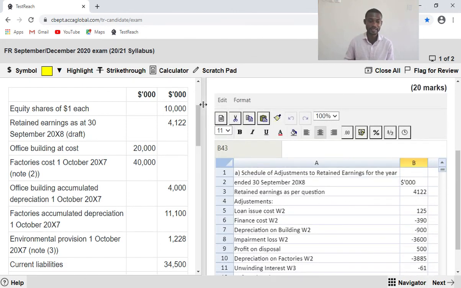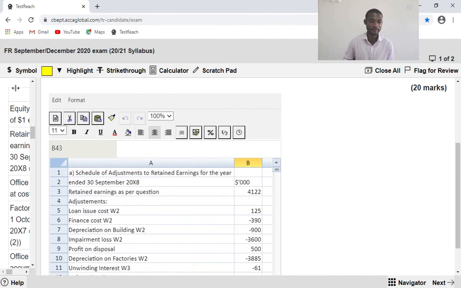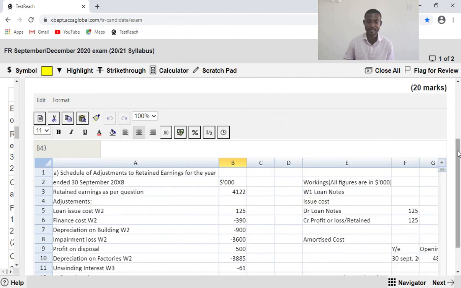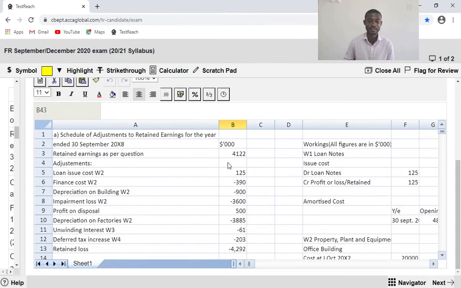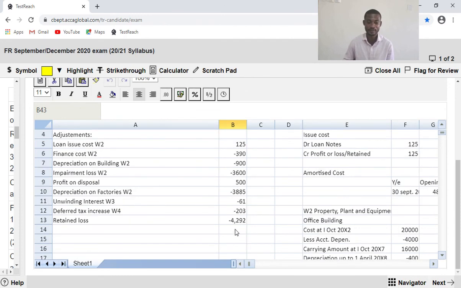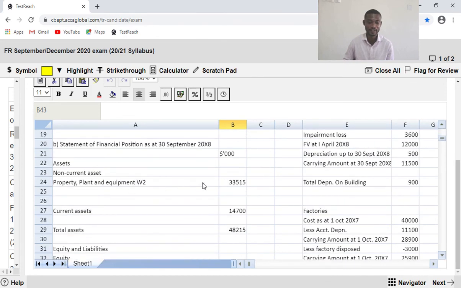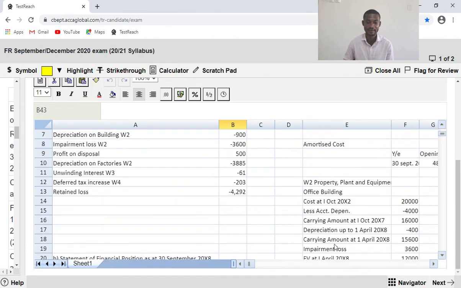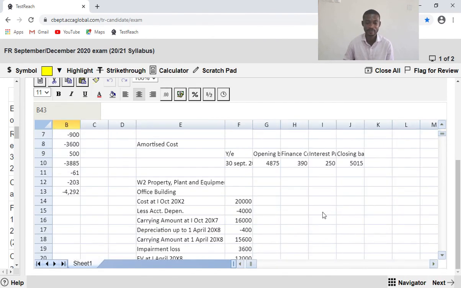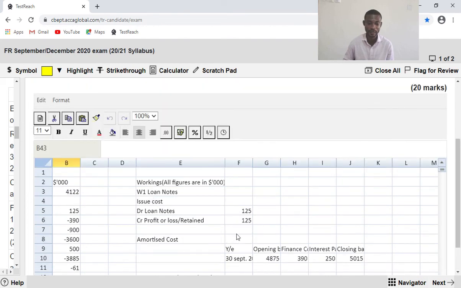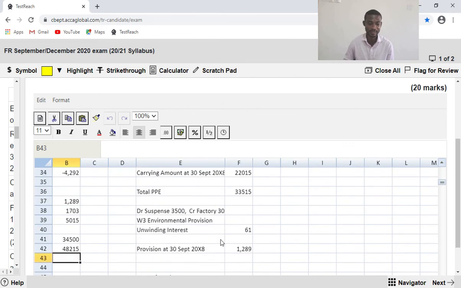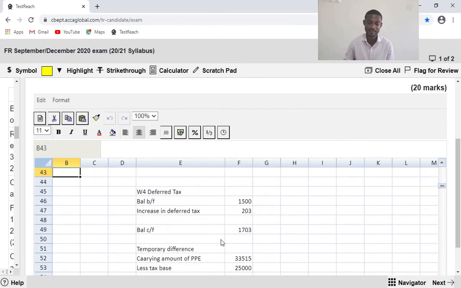Look at it. Let me just open it full screen so you can see it well before I sign out. So this is what we have done. So this is the retained earnings adjustment. Look at it carefully. We have made a loss, and then when you go into the financial position, this is what we have done. Look at it. And then for the workings, we have started from workings 1. Look at what we have done nicely. Workings 2, workings 3, and workings 4, which is the defaulters.